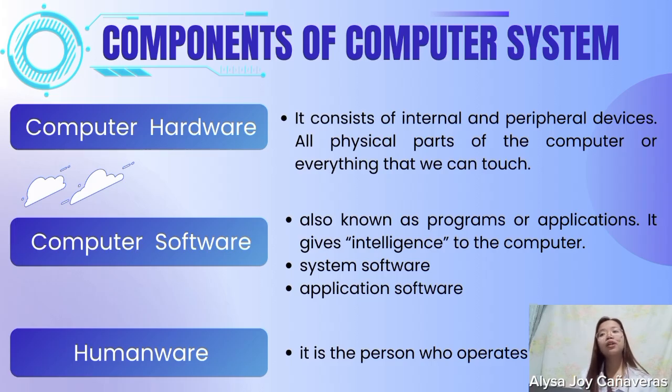In the computer hardware, it consists of internal and peripheral devices. It is all the physical parts of the computer, or everything that we can touch. From the word hardware, hardware is the tangible physical parts, or everything that we can see and touch that helps in functioning the computer system.